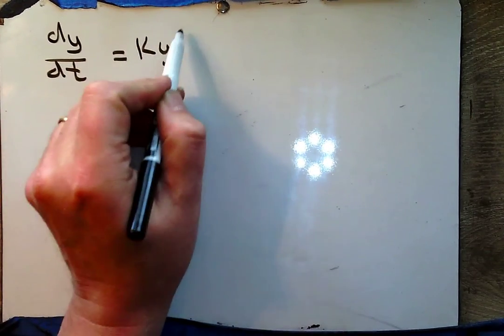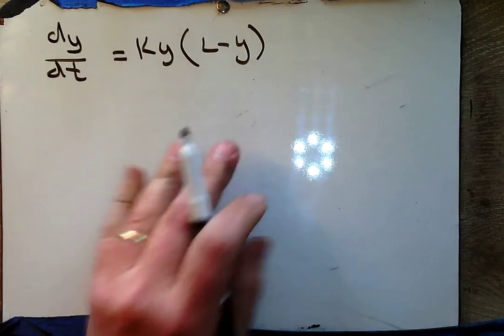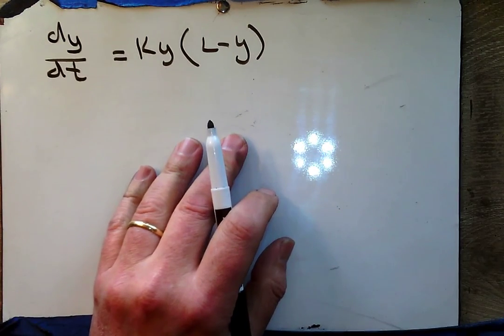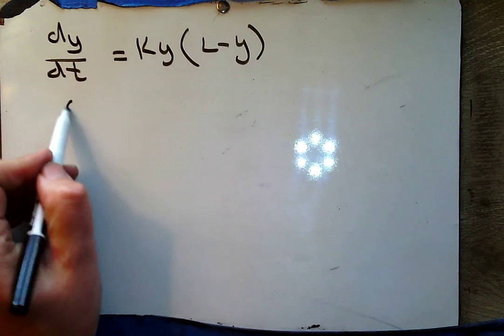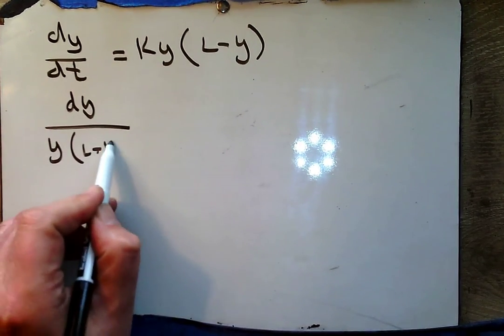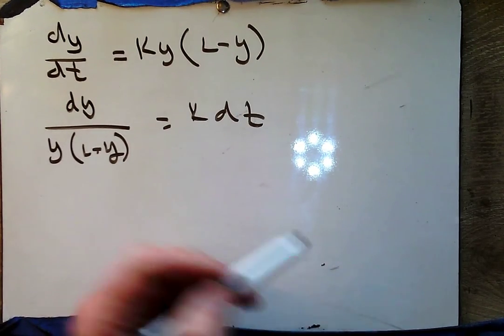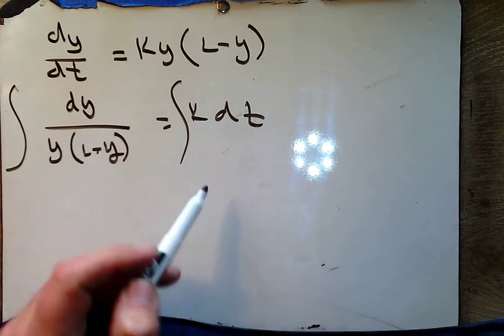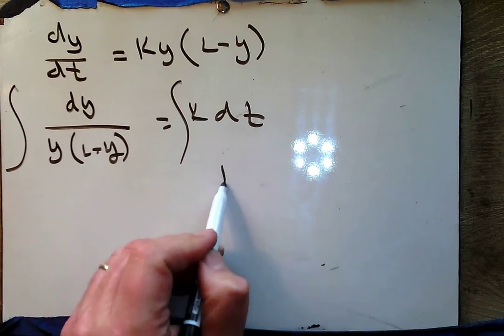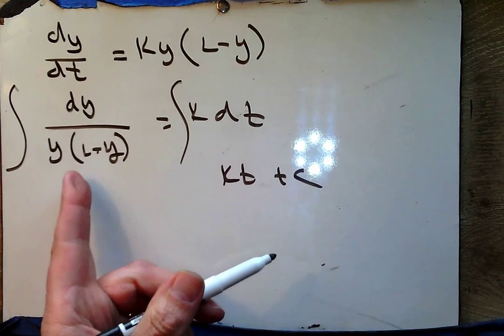We're saying that dy/dt equals ky(L minus y). Okay, we want to solve this differential equation. Fabulous, no problem. Separation of variables. I got you. Here we go. dy over y(L minus y) equals k dt. Sure, and we integrate. Nice. And over here, sure, kt plus c. What the hell is that?